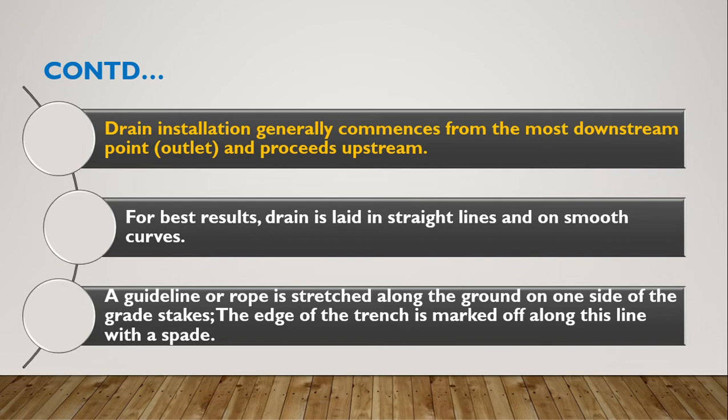The main thing to be noted is that drain installation generally commences from the most downstream point and proceeds upstream. That is, the construction will be done from the outlet to the inlet. Always from the outlet to the inlet. First we will construct the outlet, and from the outlet we will proceed to the inlet. That is the main thing you have to note. For best results, the drain is laid in straight lines and smooth curves. No sharp angles are preferred. Only smooth curves are preferred.